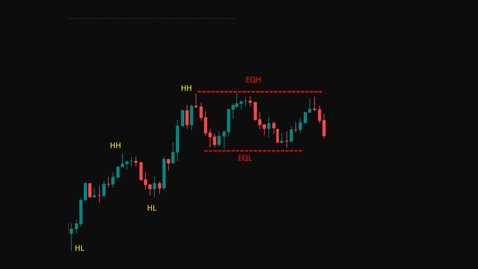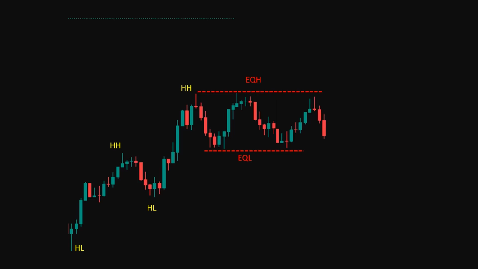During this range, you'll notice multiple rejections at a similar level, creating what we call equal highs and equal lows. These areas act as supply and demand, and more importantly, they hold liquidity: stop losses and breakout buy orders and sell orders from traders expecting a bullish breakout or bearish breakout. This is where the trap is set.